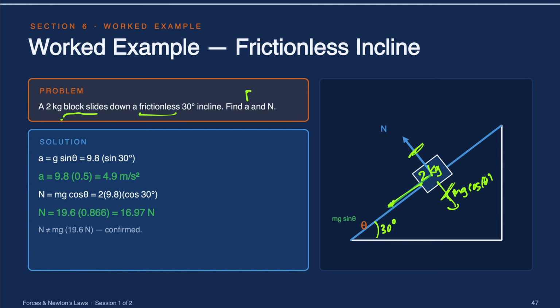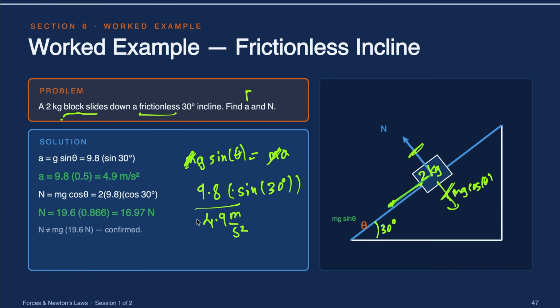So mg sine theta is equal to the net force, or ma. Since I can divide by m on both sides, what is g sine theta? 9.8 times sine of 30 degrees, which is 1/2. So this is going to be 4.9 meters per second squared. Okay, that's your acceleration. Now what's your normal force going to be?